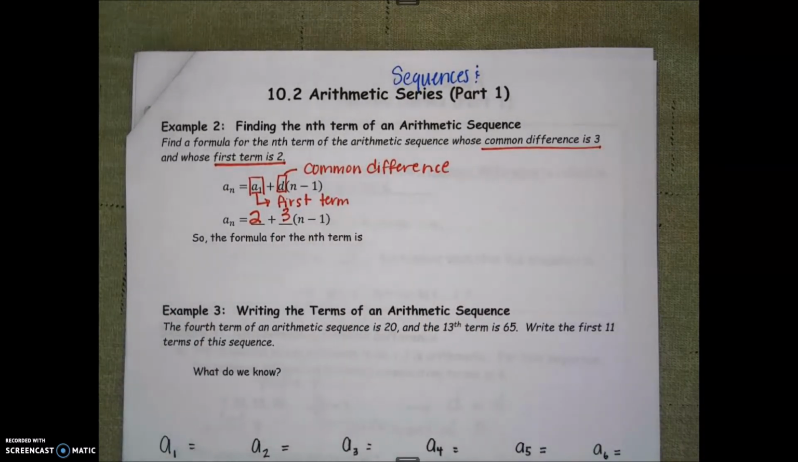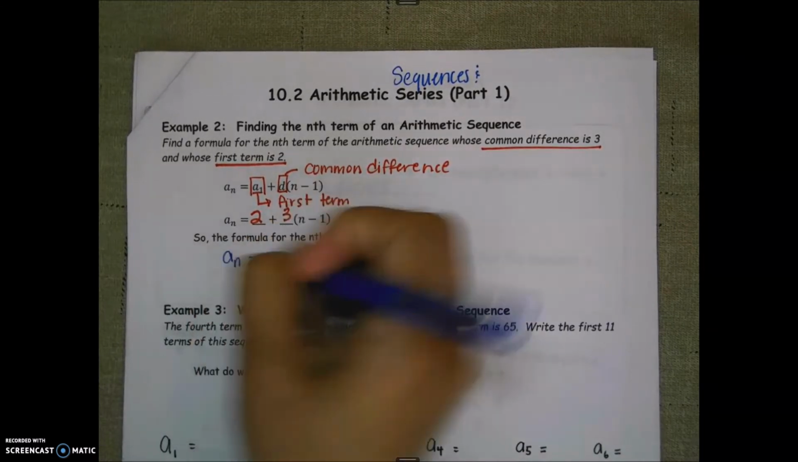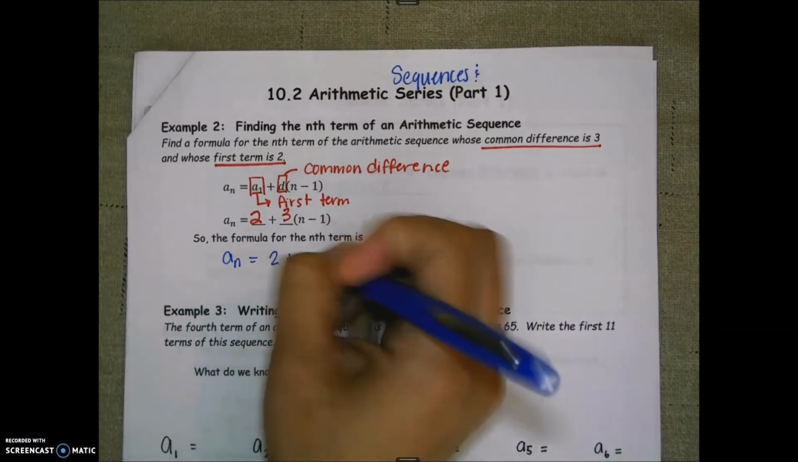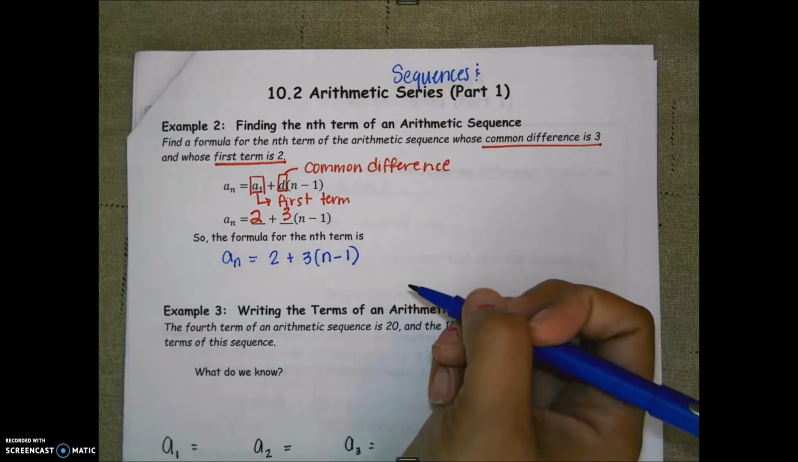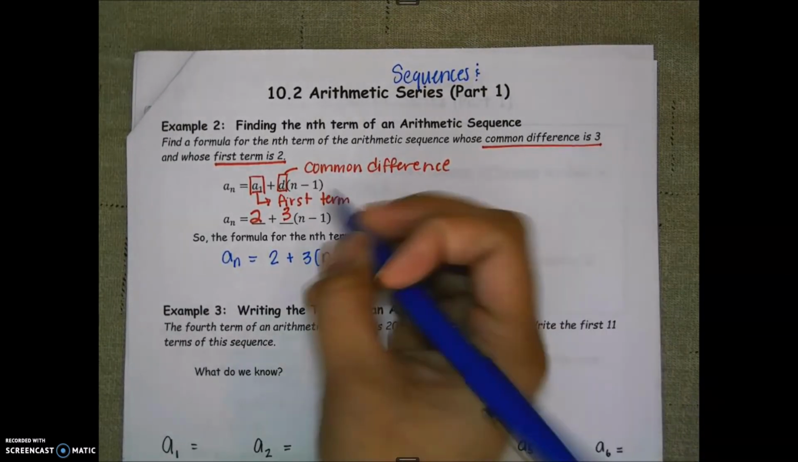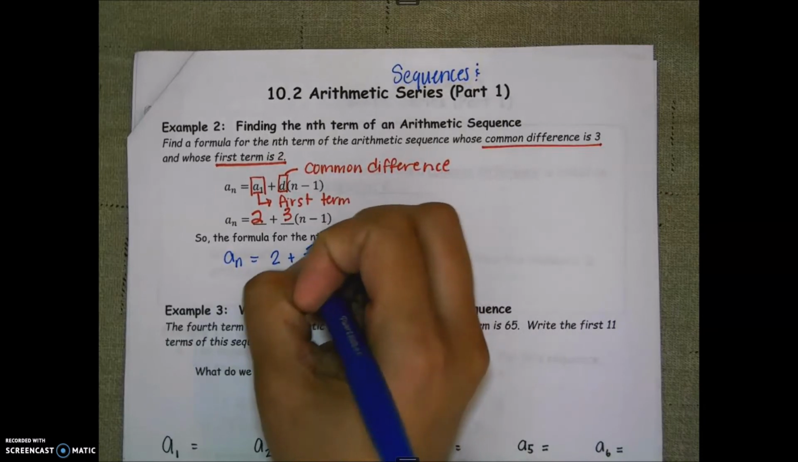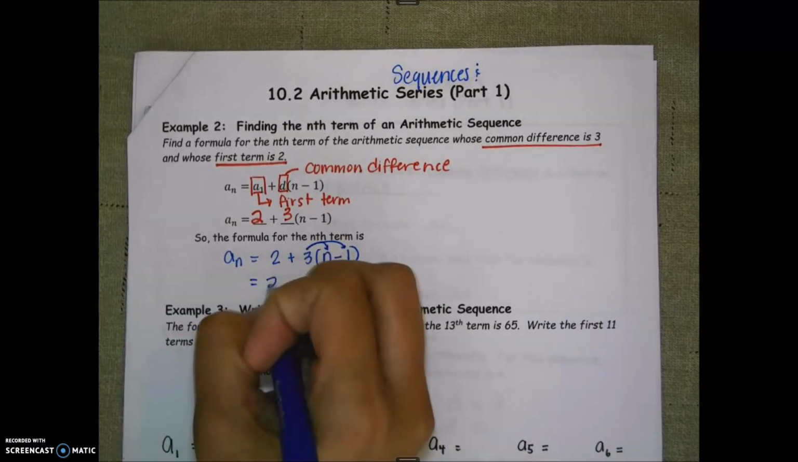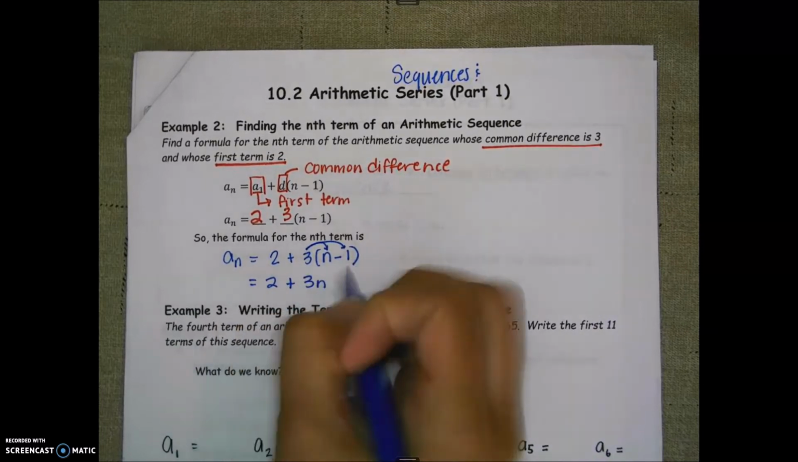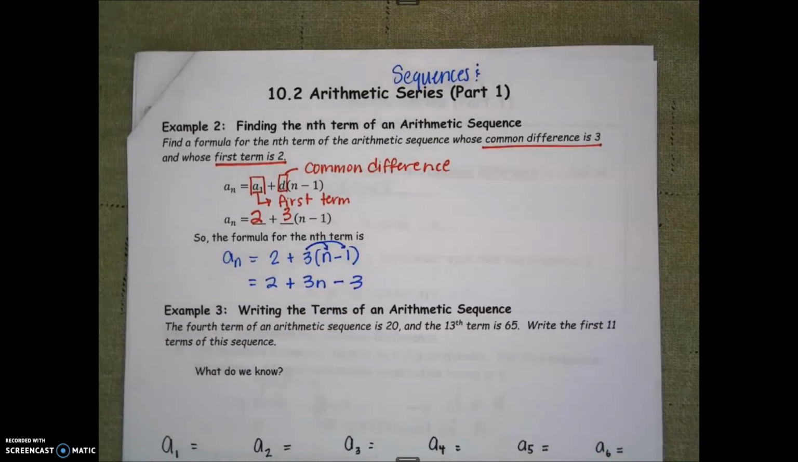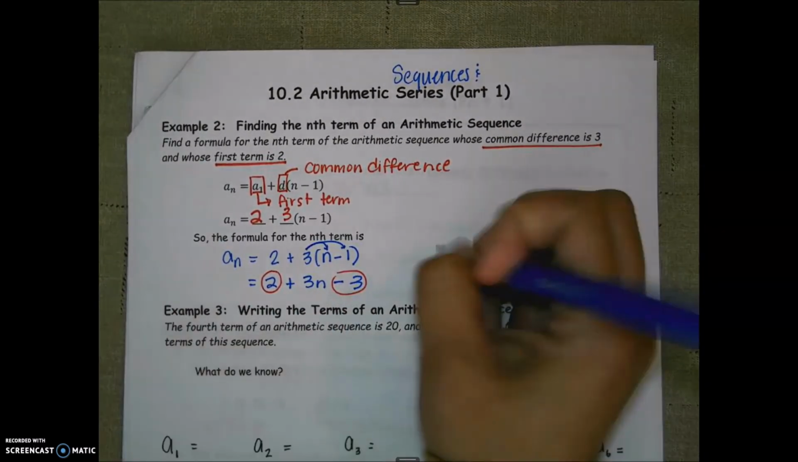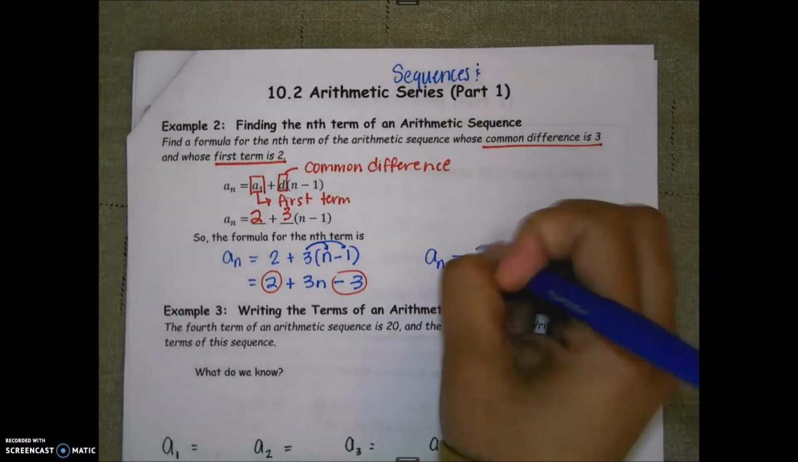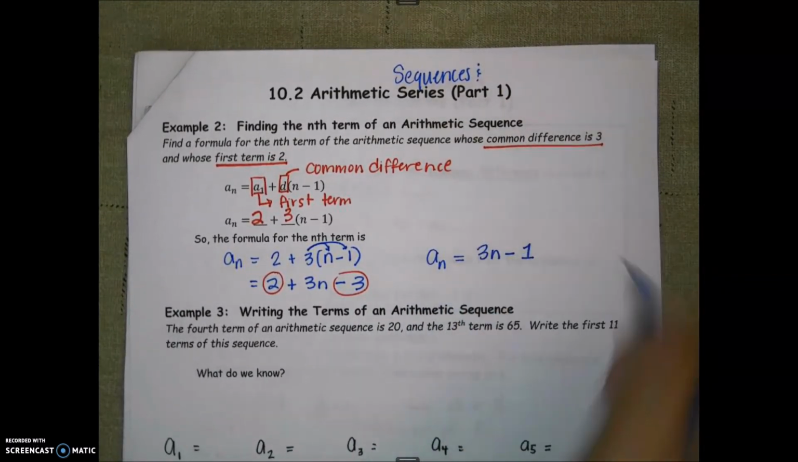And so the formula for the nth term, because we need to do a little bit of simplifying here, I'm going to rewrite that problem up at the top. Following the rules of PEMDAS, please do not add 2 plus 3 first. The first thing you have to do is take 3 and distribute. That will give you 2 plus 3n minus 3. And now you can combine the like terms. And your formula is a sub n is equal to 3n minus 1.